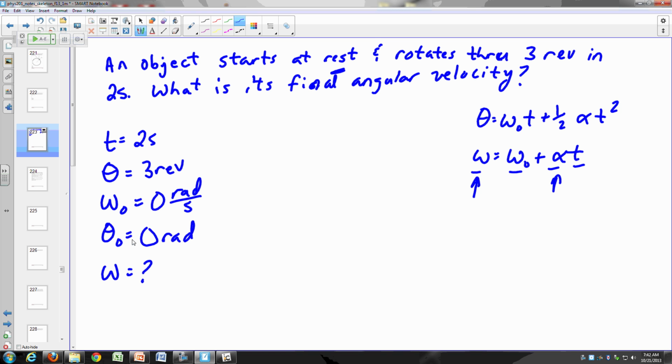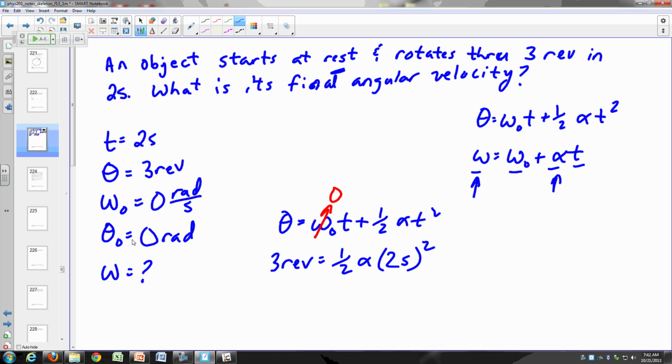Right, so how do I find alpha? I can just take the top one. Theta equals omega naught t plus 1/2 alpha t squared. Omega naught is 0, so it becomes pretty easy. You don't have to use quadratic. That's 3 revolutions equals 1/2 alpha times 2 seconds squared. What is it giving me for my alpha? Okay, well, you don't need the calculator, do you?